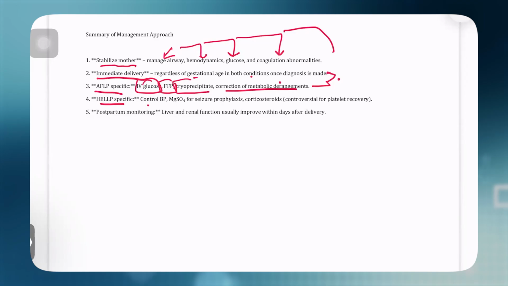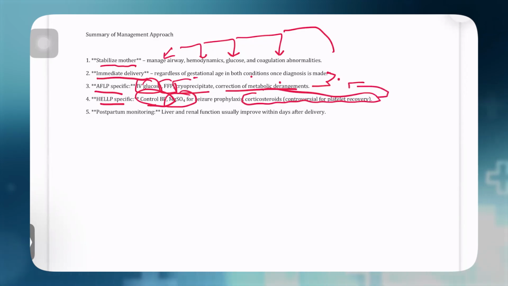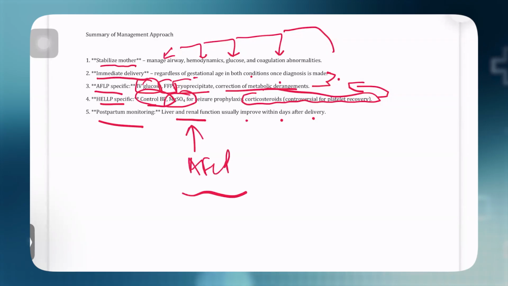In HELLP syndrome, control the blood pressure, give magnesium sulfate. Steroids are controversial, but you can give them because they help in some seizure control also. Postpartum monitoring: liver and renal function usually improve within days after delivery, but can be bothersome in AFLP because the injury is grave, the injury is severe.